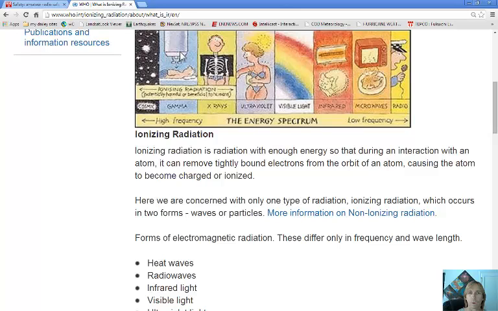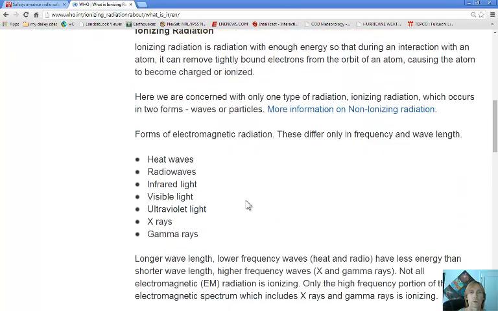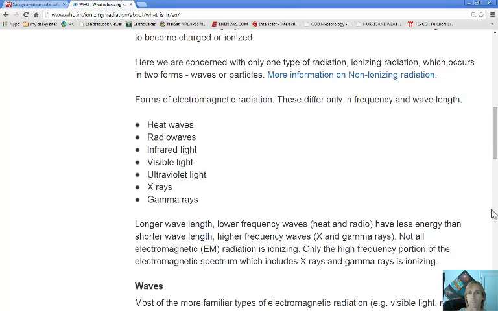So, ionizing radiation has enough energy so that during an interaction with an atom, it can remove tightly bound electrons from the orbit of an atom, causing the atom to become charged or ionized. Here we are concerned with only one type of radiation, ionizing radiation, which occurs in two forms, waves or particles.